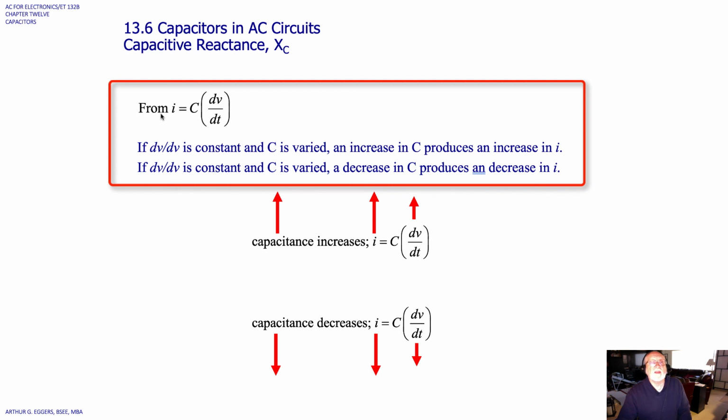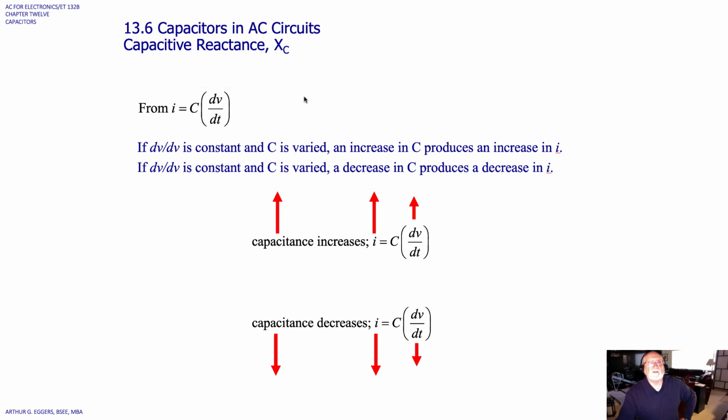Okay, for current then, current is equal to the capacitance times dV by dt. We can see here as capacitance goes up, current goes up, the rate of change of voltage goes up. And inversely, the rate of change goes down, current goes down, capacitance decreases. Okay, so there's our introduction to capacitive reactance.